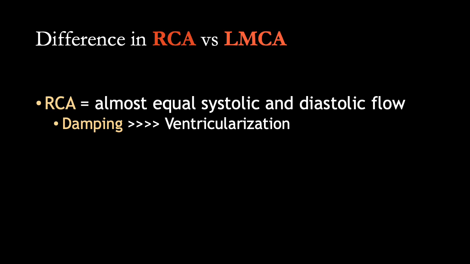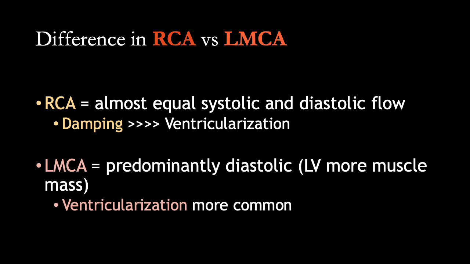There are important differences between the right and left coronary systems. The RCA receives substantial flow both during systole and diastole because the right ventricle is a low pressure chamber. As a result, pressure damping is common in the RCA, whereas ventricularization is uncommon. As we saw previously, ventricularization is predominantly diastolic. As the left ventricle generates greater myocardial compression, left coronary flow is predominantly diastolic. Therefore, ventricularization is seen more commonly in the left main coronary artery.